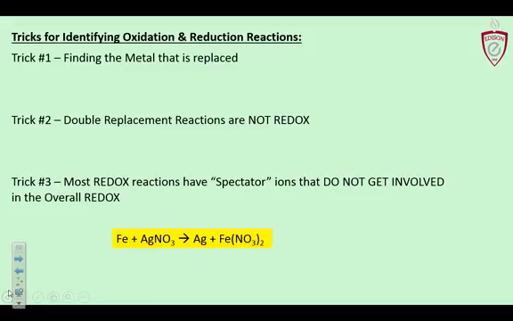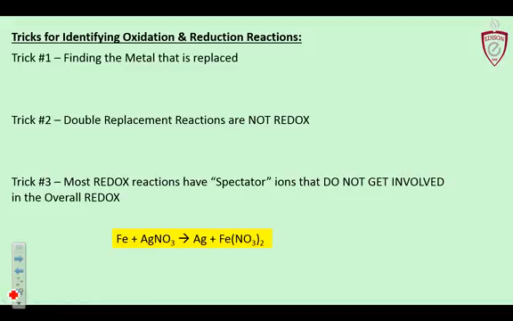Many redox reactions have spectator ions. They do not get involved in the transfer of electrons. They're just kind of there holding places. What ion here is the spectator, Mr. Milks? Well, I want to go back real quick just to the first part, and we'll go right through it.